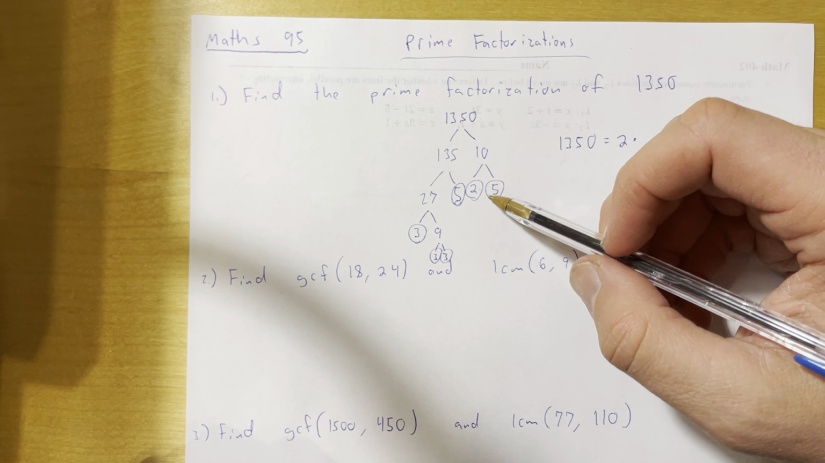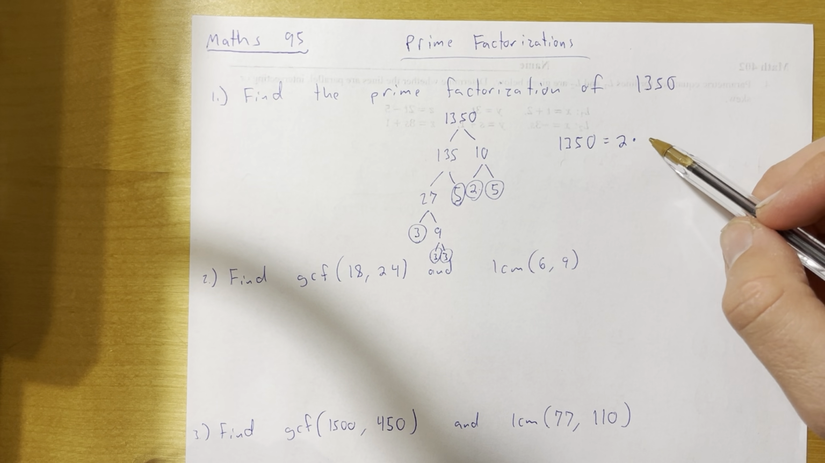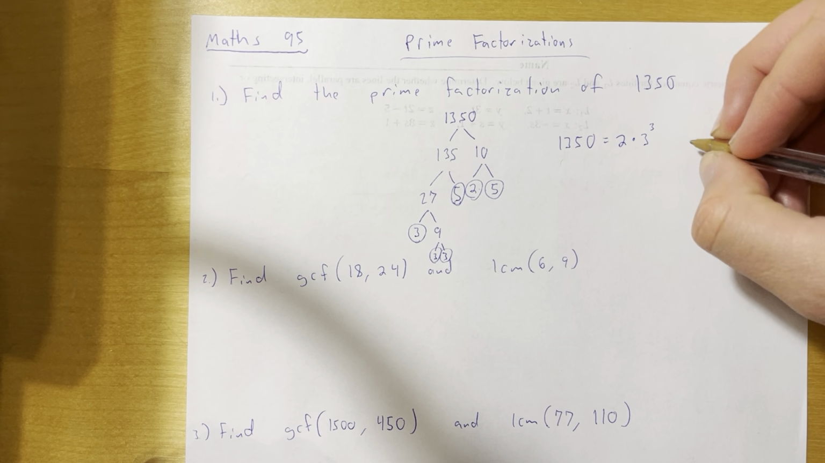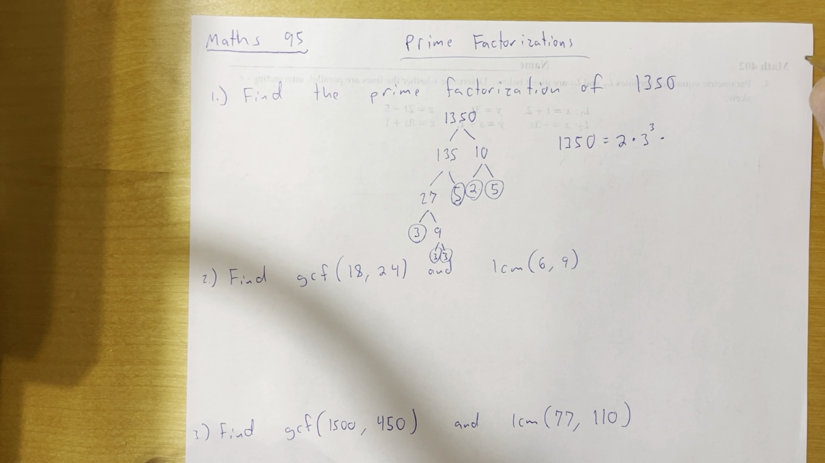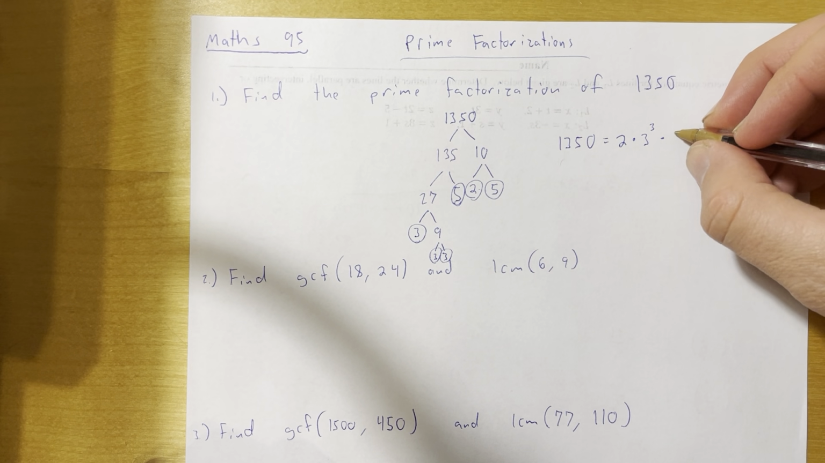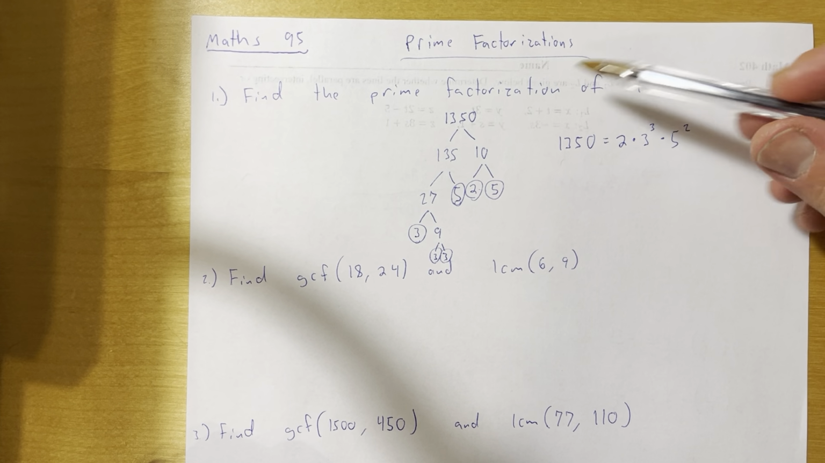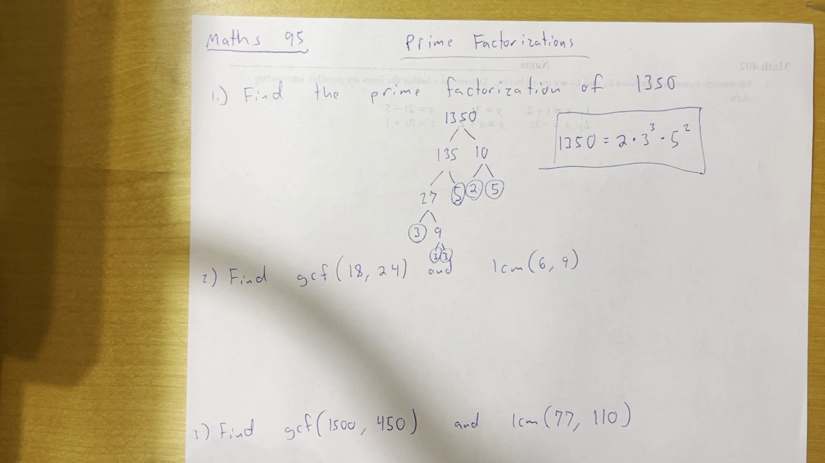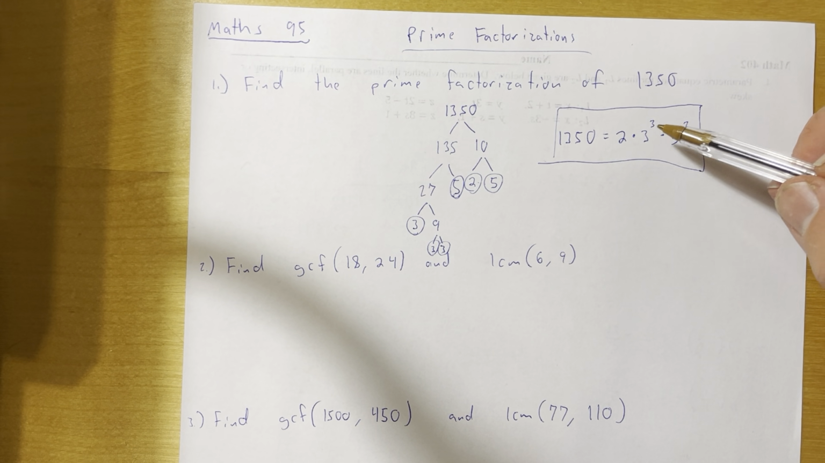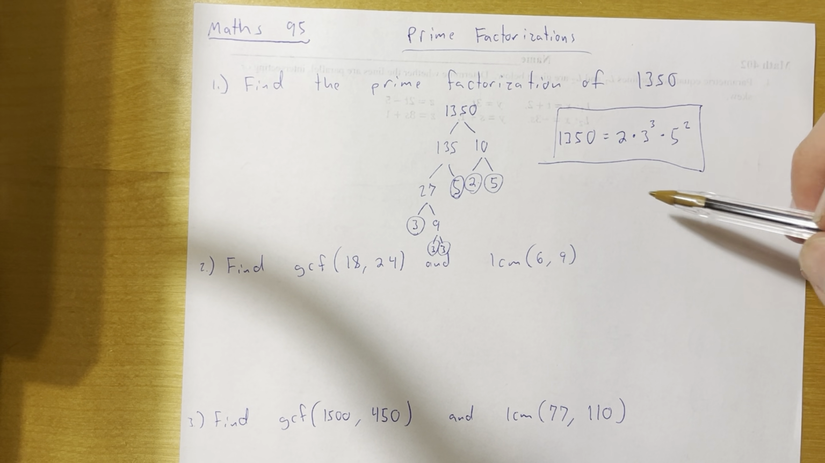My next largest prime number is 3, and I see it appearing 3 times. 1, 2, 3. So I could write 2 times 3 times 3 times 3. Of course, 3 times 3 times 3 is the same thing as 3 cubed, and that's a little bit more concise way of writing that. Finally, I see 2 5s appearing in my prime factorization, so that can be written as 5 squared. Okay, so again, the fundamental theorem of arithmetic says that this product of prime numbers, 2 times 3 times 3 times 3 times 5 times 5, is the only product of prime numbers that will equal 1,350.